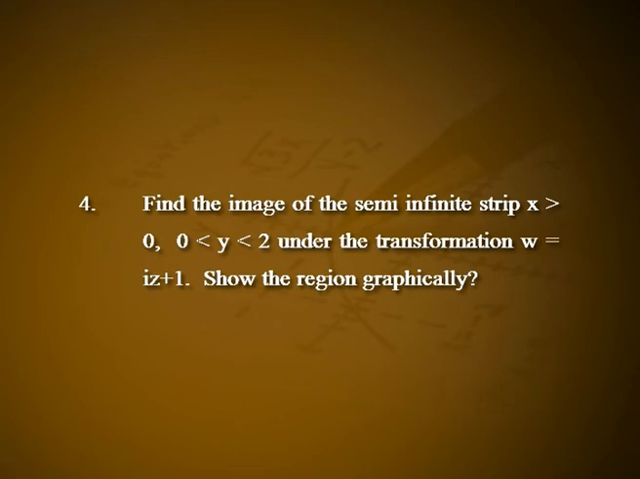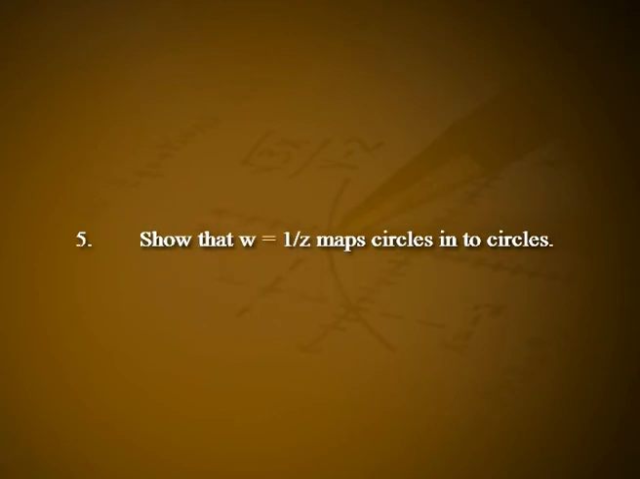Third question. Find the image of y equal to x plus 1 under w equal to 1 by z. Fourth question. Find the image of the semi-infinite strip x greater than 0, 0 less than y less than 2 under the transformation w equal to iz plus 1. Show the region graphically. Next question. Show that w equal to 1 by z maps circles into circles.